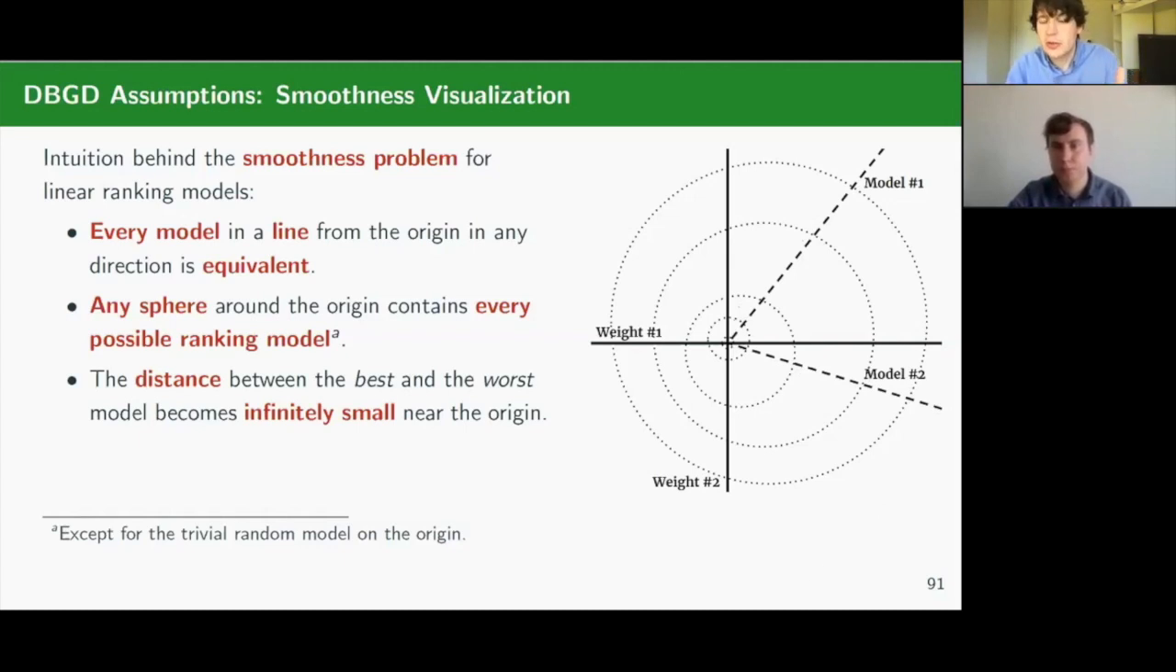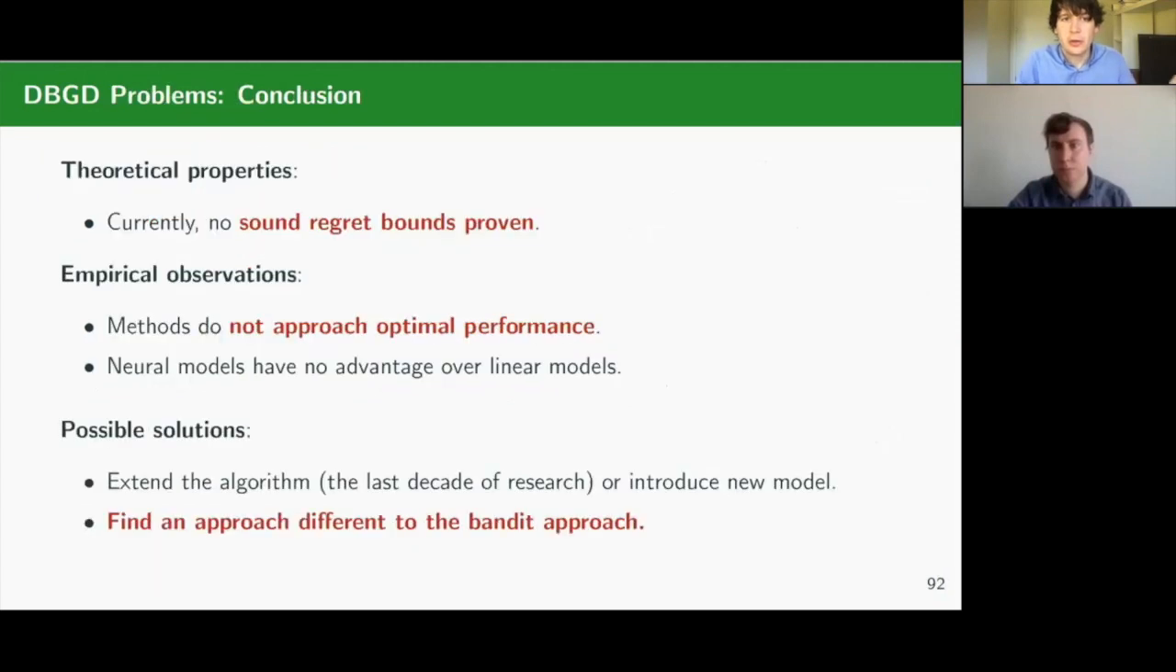Right, so these assumptions don't hold. The proof is unsound, so we don't have a proven regret bound here that's sound. Empirically, we see that these methods don't approach optimal performance. They get stuck somewhere else. And we see neural models have no advantage over linear models. So something is wrong here.